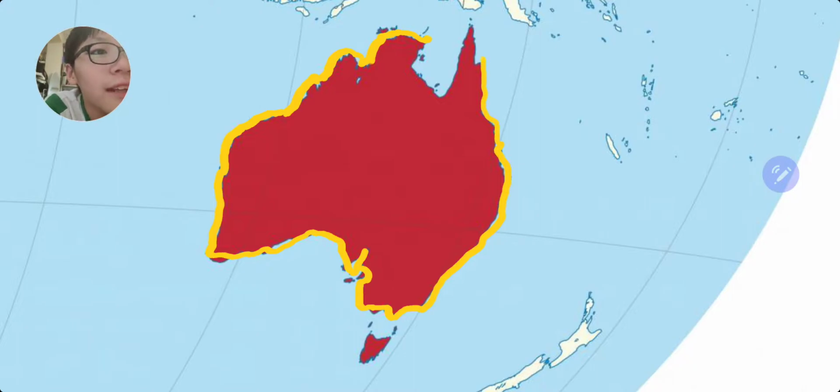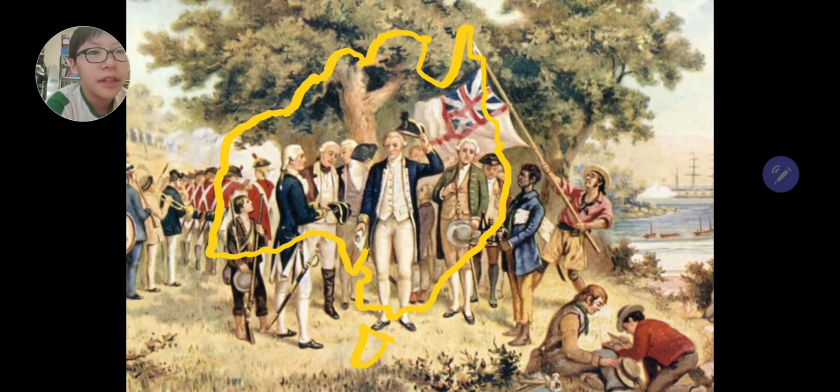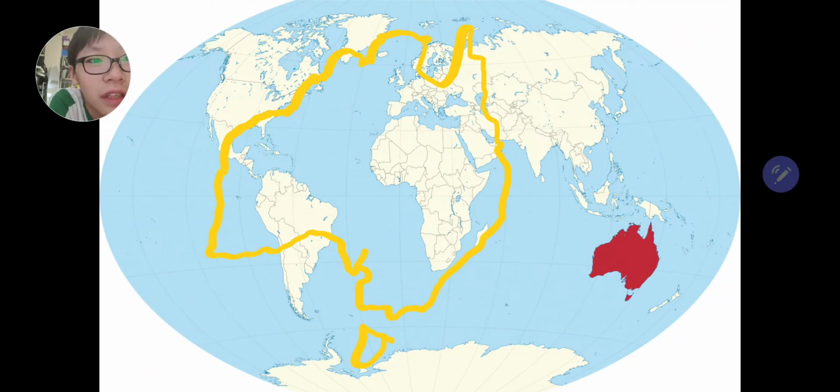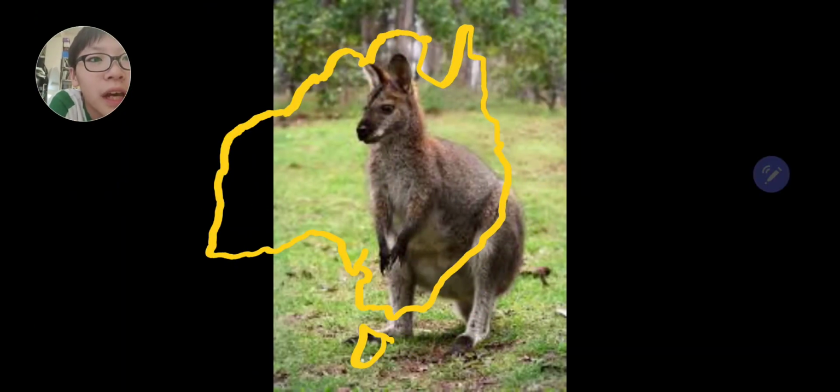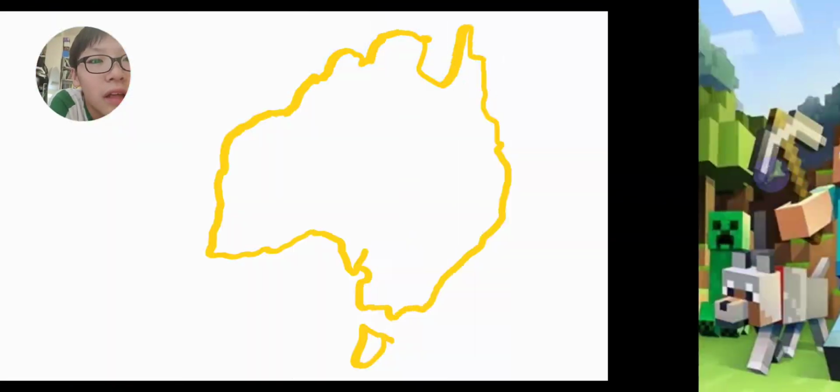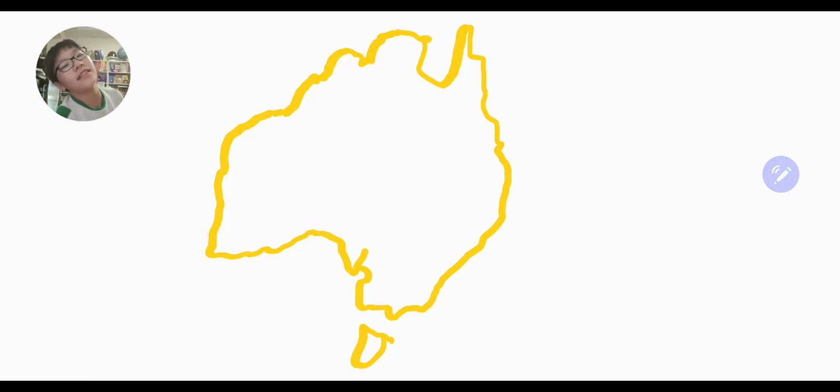Now, it was said that Captain James Cook discovered this place, but he didn't. This guy over here is Captain James Cook, but he was not the person who discovered the Australian continent. It was actually somebody else that did that. Now, this is Australia. It's an awesome country.